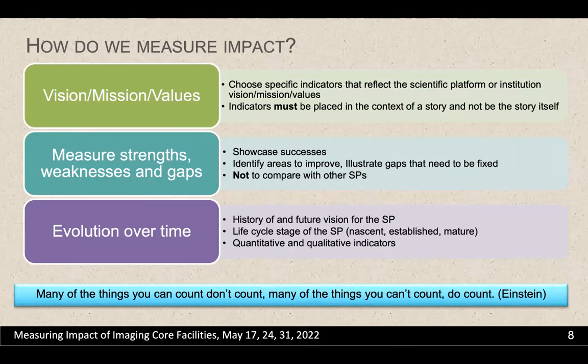So how do we measure impact? Specific indicators need to be chosen, and as I mentioned, they need to reflect the facility and stakeholder vision, mission, and values. And they have to be placed in the context of a story. So you really want to have the impact in the frame of the story of the facility and the projects and the success stories. And we don't really want the measurements to become the story itself. It's good to measure strengths, but also weaknesses and gaps. So we want to showcase our success stories, but we also want to identify areas for improvement and hopefully propose solutions that could improve the situation.